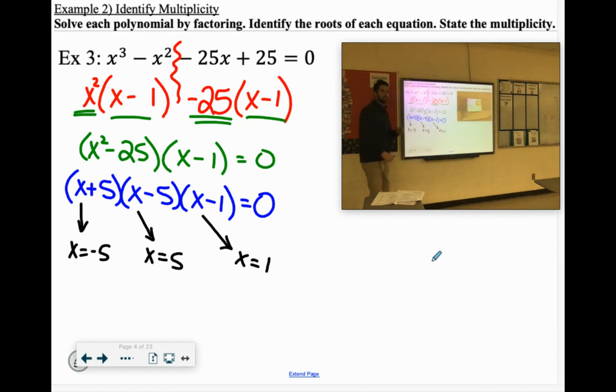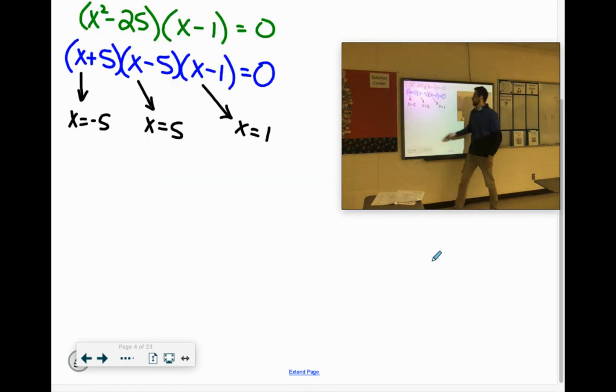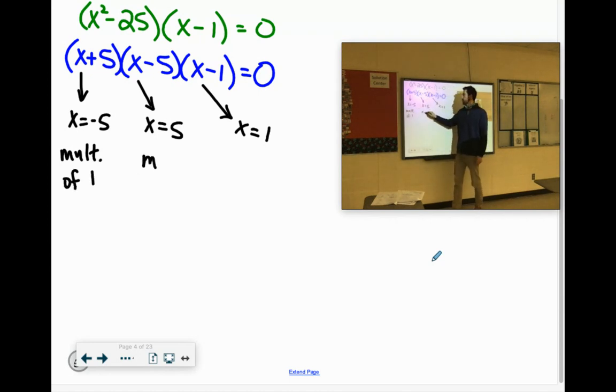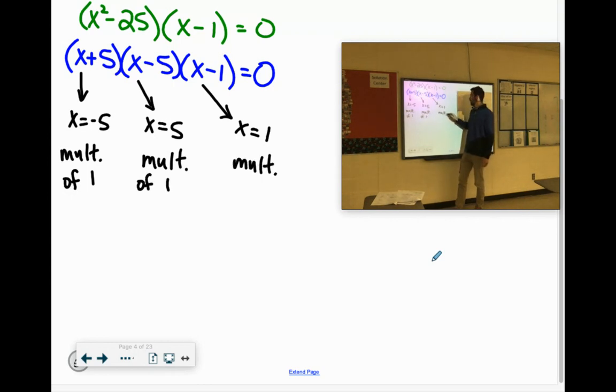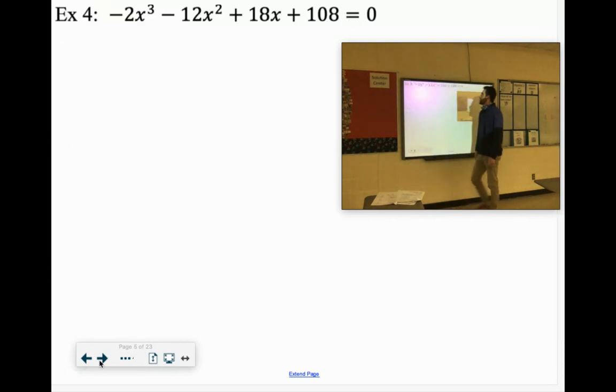Now, each one is in there only one time, so it has a multiplicity of 1. I mean, it doesn't even have multiplicity, really. So we'd say a multiplicity of 1 for all 3 of those. Now, usually when you're dealing with these kinds of problems, you're going to have a repeating factor there. So let's try the next one, and I bet that'll happen.